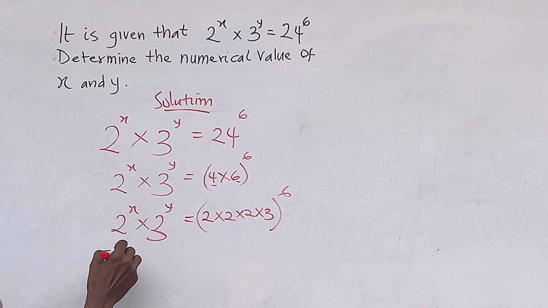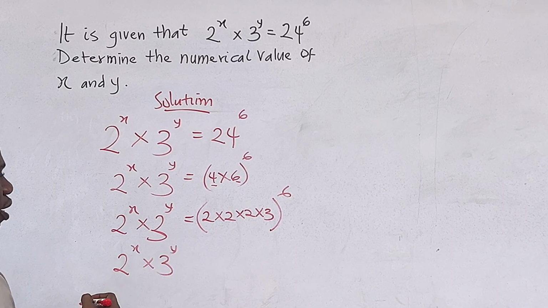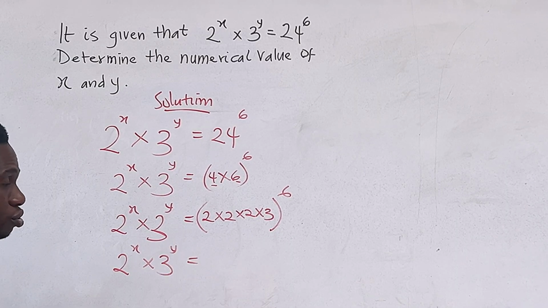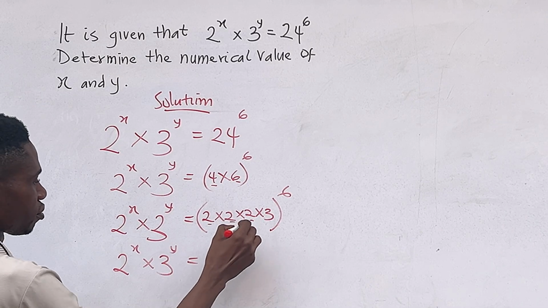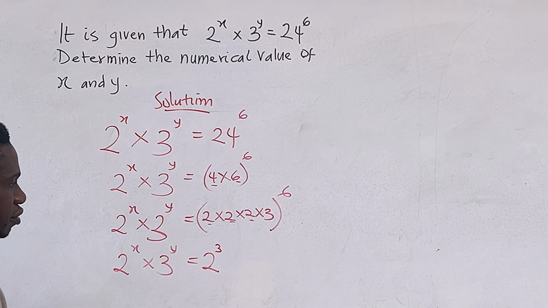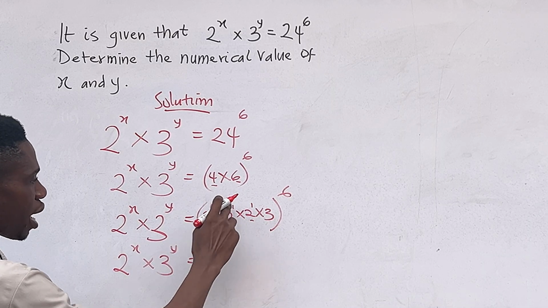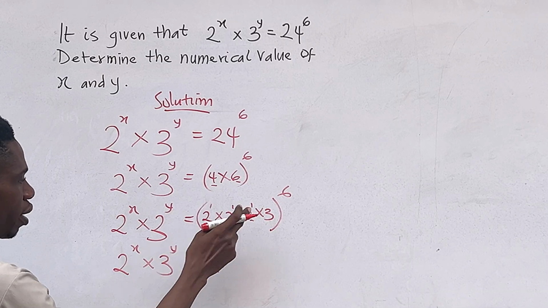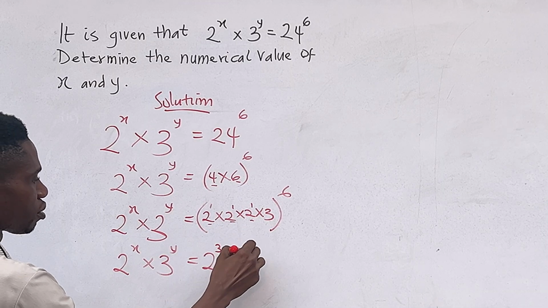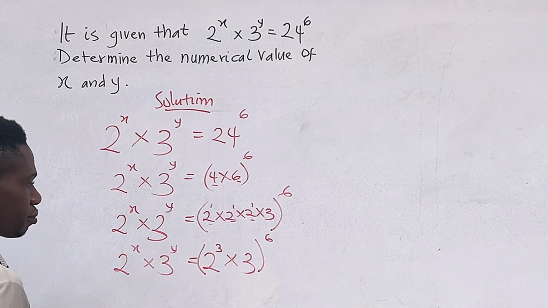Okay, so this can be written as 2 raised to the power x times 3 raised to the power y equal to 2 raised to the power 3. Right? When the numbers are the same, you can add the powers. So this is 2 raised to the power 3 times 3, all raised to the power 6.